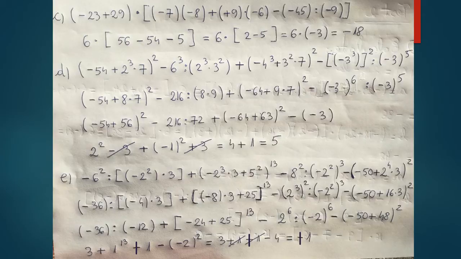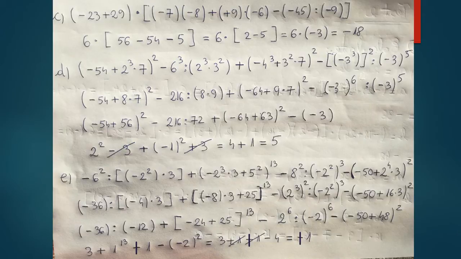So we have minus 54 plus 8 times 7, everything to the power of 2, minus 216 divided by 8 times 9, plus minus 64 plus 9 times 7, everything to the power of 2, minus 3 to the power of 6 divided by minus 3 to the power of 5.